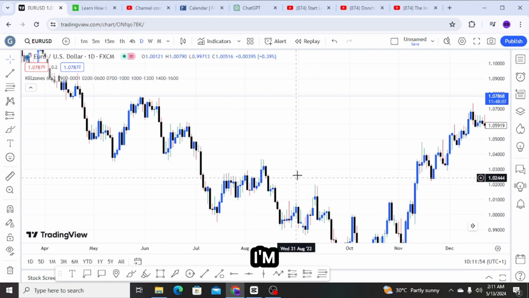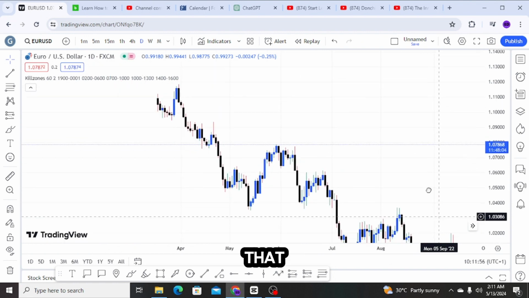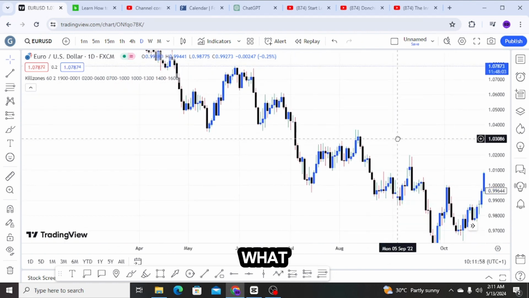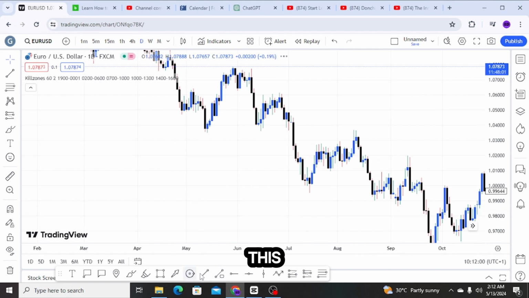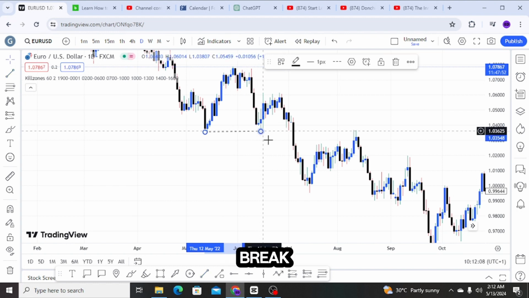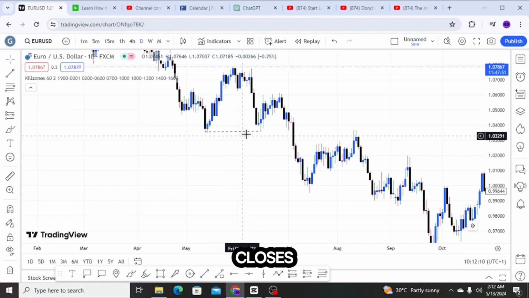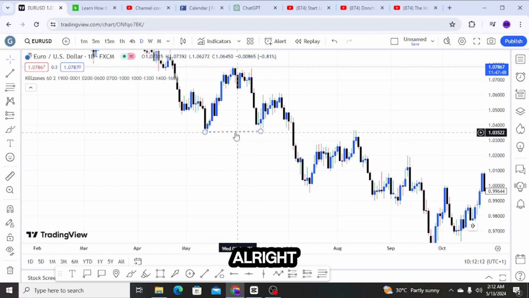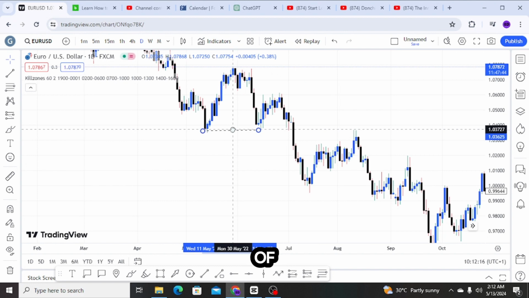So I'm trying to find a perfect example of that so you can know what you are doing in the chart. So let me just use this one as an example. Someone will say that the market has broken structure to the downside here. No, it doesn't break to the downside. This market only closes with a wick. All right, so once it is a wick, it is not a break of structure.